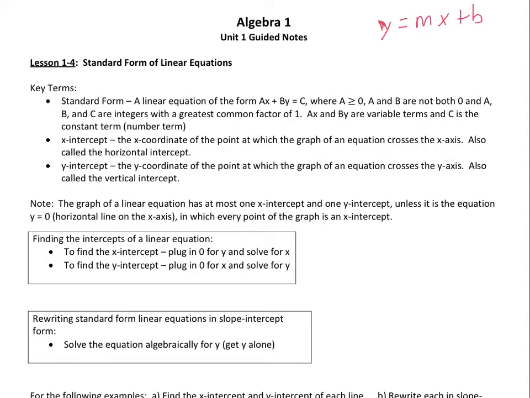So if we look at our definition here, a linear equation is of the form ax plus by equals c. Now there are certain rules to be considered in standard form. It has to be written like that, where x and y terms are on the left side. A has to be greater than or equal to 0, so it cannot be negative.